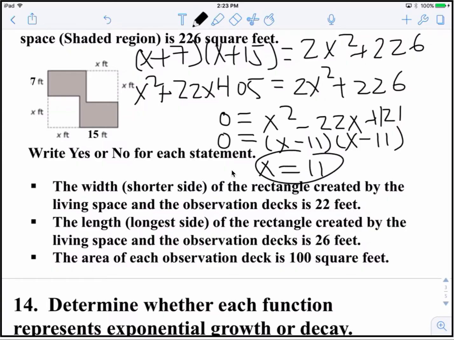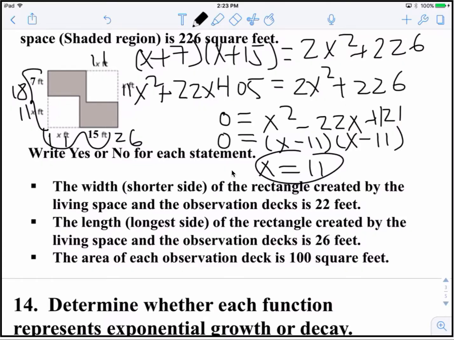Right, so then go back to our diagram. We put 11, 11, and 11 for x's. So the distance for this part is 18. The distance for this part is 26. Oops, my mistake, not 28, but 26. Okay, so from there we can answer our bullet points.